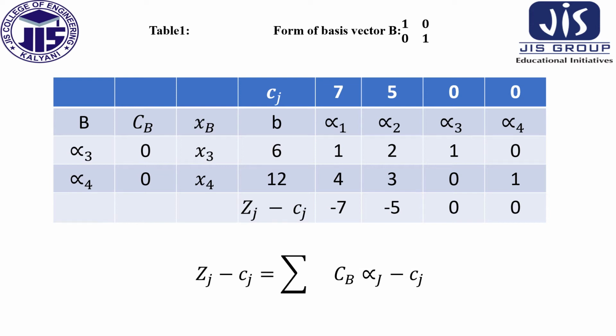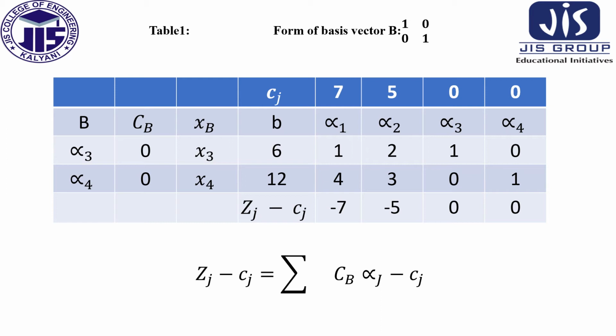So how can we get the alpha 3 column? 0 into 1 plus 0 into 0 minus 0. This is 0. How can we get the alpha 4 column? 0 into 0 plus 0 into 1 minus 0. This is also 0. Now for a max objective function, when all the zj minus cj values are positive, then we have to stop. Here we see two negative values and two zero values, so we have to go to the next table.